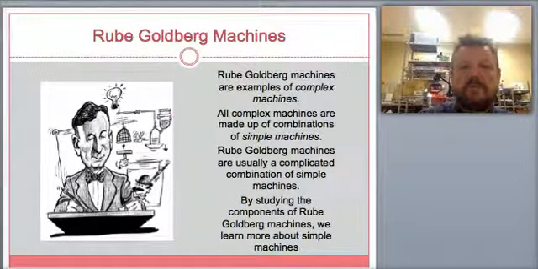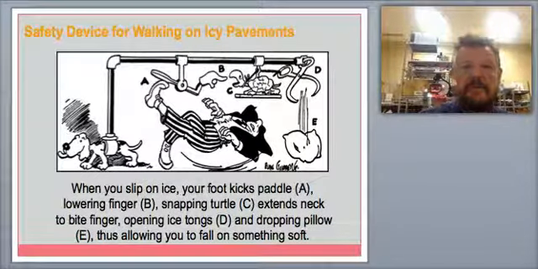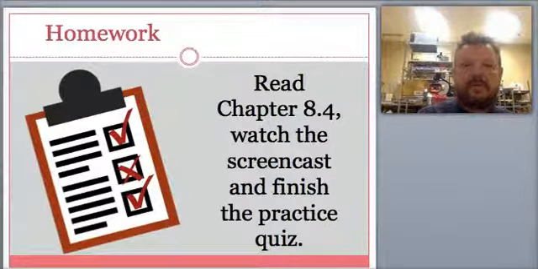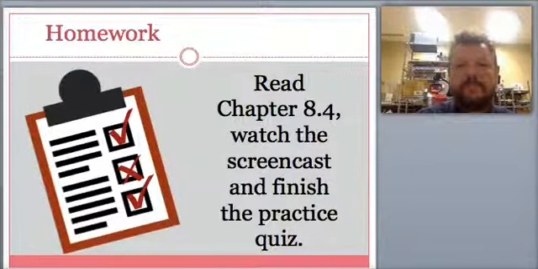And finally, Rube Goldberg machines. Here is an example of a Rube Goldberg machine. Again, read Chapter 8.4, watch a screencast, and finish the practice quiz.